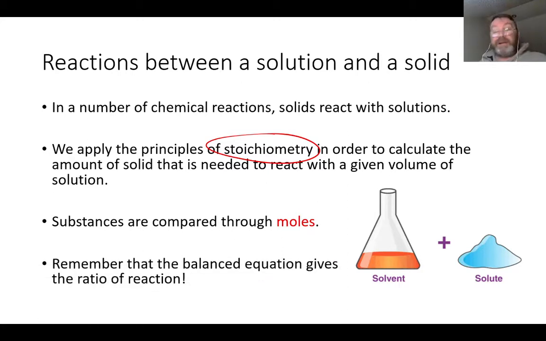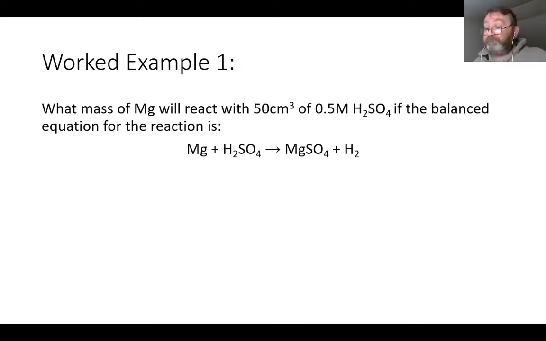Remember that in the balanced equation, the ratio of reaction is all important. Now, what do I mean by the ratio of reaction? The coefficient of the reactants. 1:1, 1:2, 2:3, whatever it's going to be. They are vital. They're part of your calculations. So I'm going to go straight into an example.